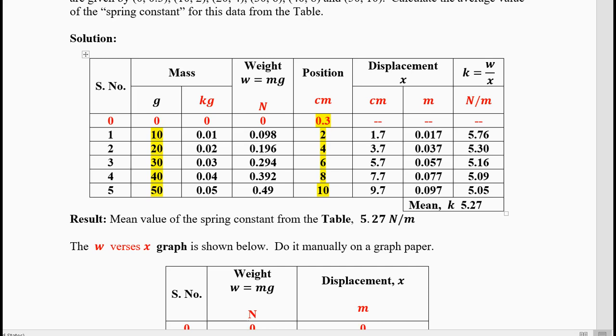Now 5.76, 5.3, 5.16, 5.09, 5.05. The smallest number is 5.05 for the K, and the largest is 5.76. So your average will be between 5.05 and 5.76. Do all the calculation, you will get 5.27 Newton per meter from the table.